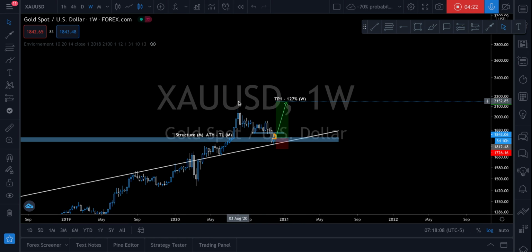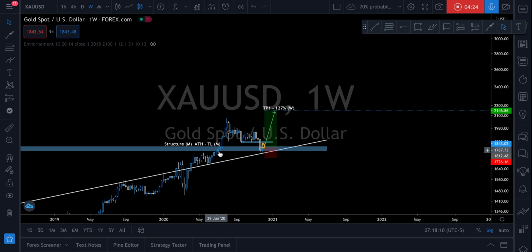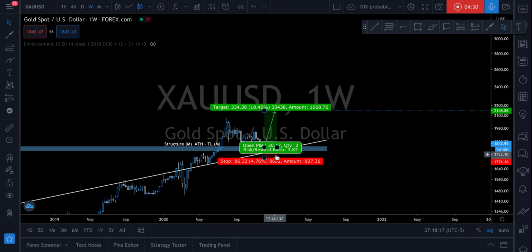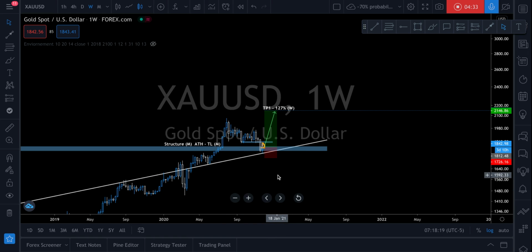This is gold, guys. So we have structure, a previous trend, a previous all-time high, and then we have this trend line that's being tested on the monthly and weekly. On the daily, what we want to see is a retest of structure support, and then from there we can start looking for buying entries on the smaller time frame as our environment gets primed. So this is gold once more.